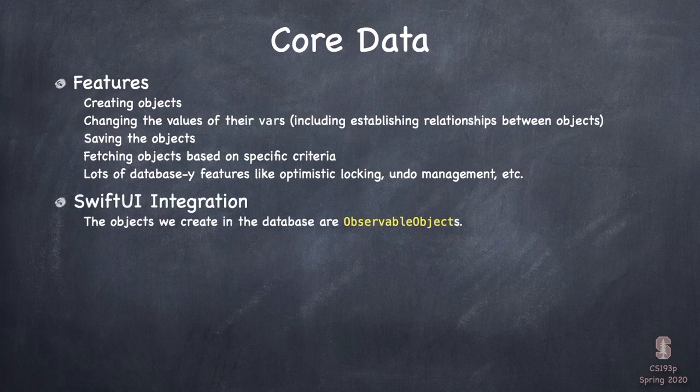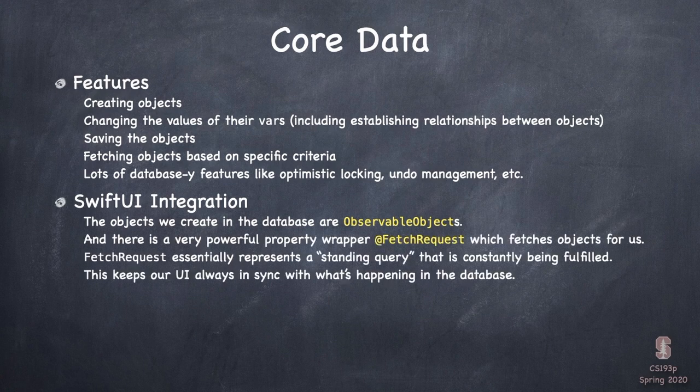Now, let's talk about the integration of SwiftUI with this Core Data database. The objects that we create in the database are observable objects. They're essentially little mini view models. And there is also a very powerful property wrapper in SwiftUI called @FetchRequest, which fetches these objects for us.